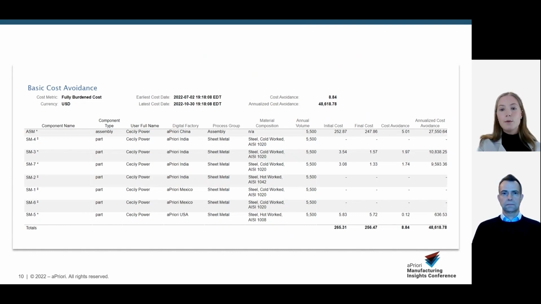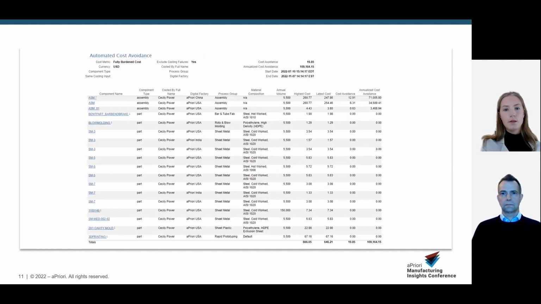Once the team is comfortable with manual costing and basic cost avoidance, we encourage automating your coverage of costed parts and of cost avoidance calculation with our AP Generate solution and the automated cost avoidance report. So just to show you here, this is the automated cost avoidance report. It's a variation of the basic cost avoidance report, and it is designed for use with aPriori Generate. The report automatically estimates cost avoidance as the difference between a part's highest historical cost and its latest cost.